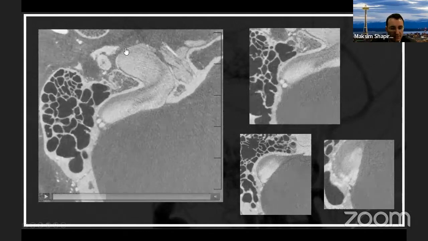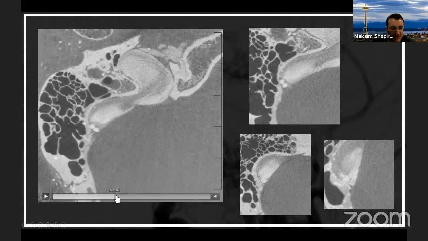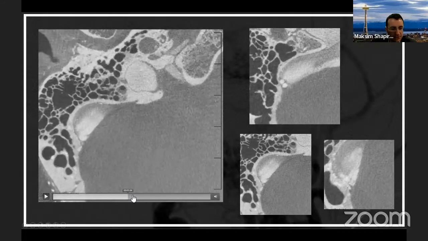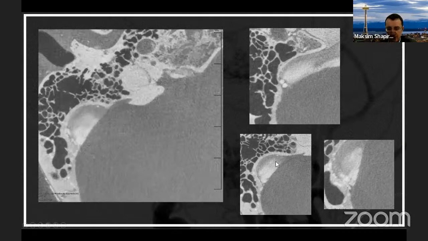So here's a typical case. Here's the sigmoid sinus, jugular bulb. You see two of them right here, separated from the sinus, obviously a separate compartment. And here's the site where they're joining the sinus proper. There's another site over here. And here are some spot views of some of those things. So the more you look, the more you see.